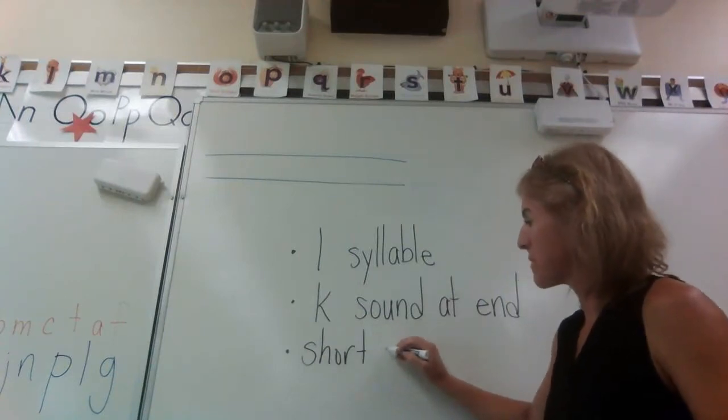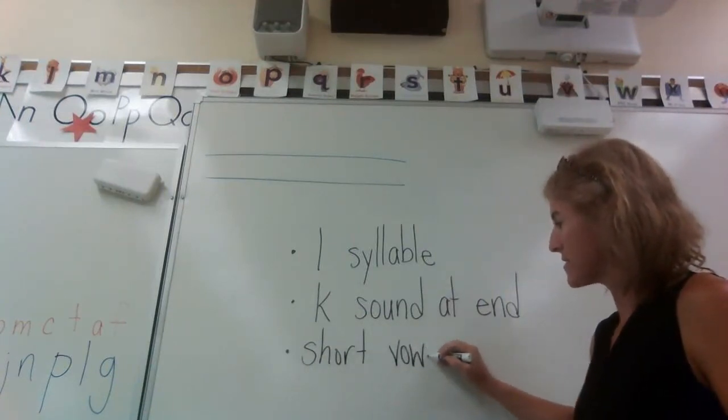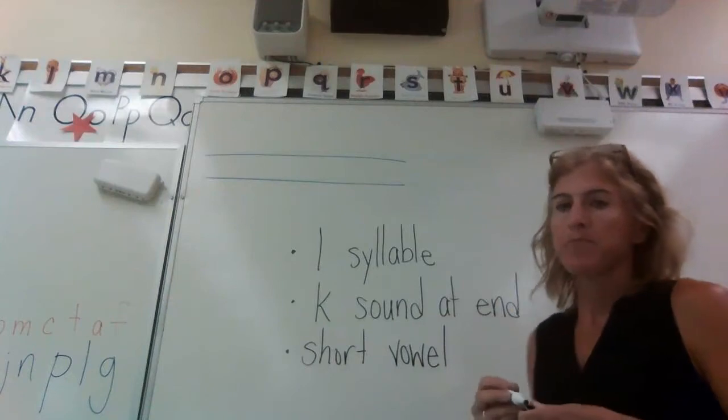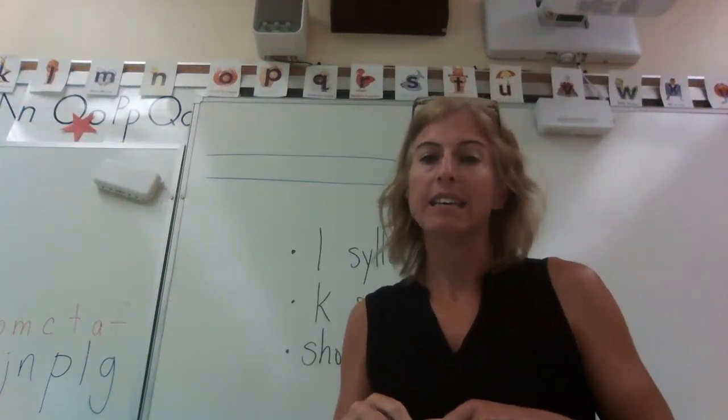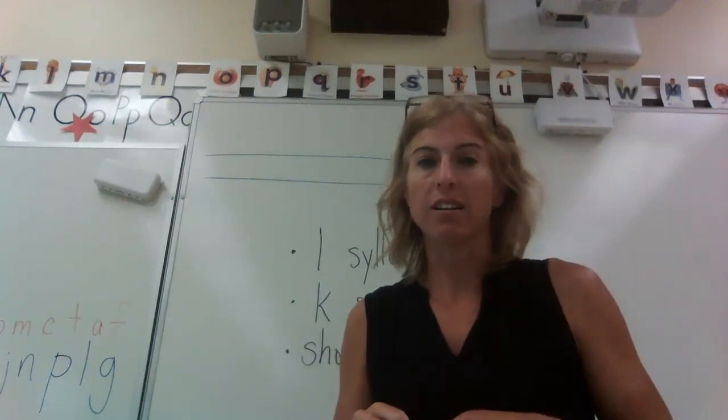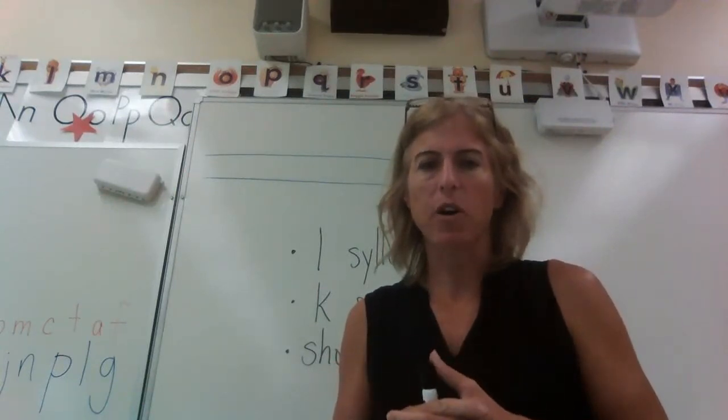So short vowels, remember, it's the vowel sound and it does not say the vowel's name. So it's not A, E, I, O, or U. It's the a, e, i, o, and u sounds. Those are the sounds that we're listening for in our one-syllable word.